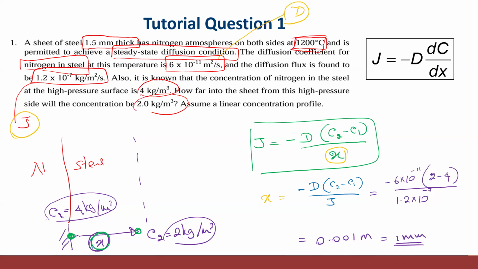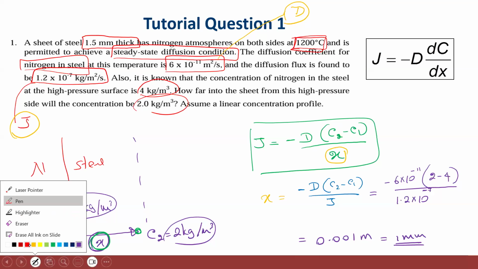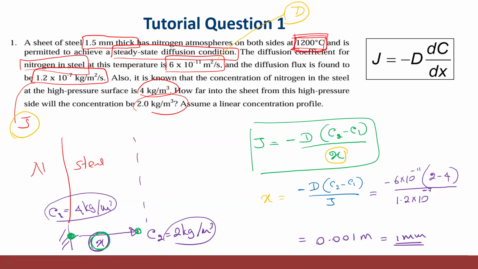No, for this particular question, no, because temperature is a constant. So when the temperature changes, D will change. But in our case, temperature is a constant. And they have given us this D for this particular temperature and for nitrogen in steel. So D is only changing with temperature and the material. So this is nitrogen in steel. At this particular temperature, the D is this one. So we have another question where the temperature is changing. So in that case, we need to consider the temperature.